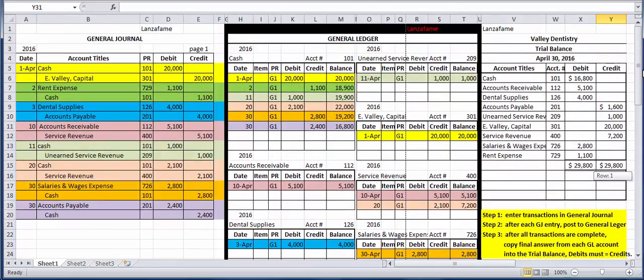Next video will be a continuation of this problem. We're going to pick up with this Valley Dentistry trial balance, and we're going to see how to do the financial statements off of this trial balance. All right, till then, we are done.